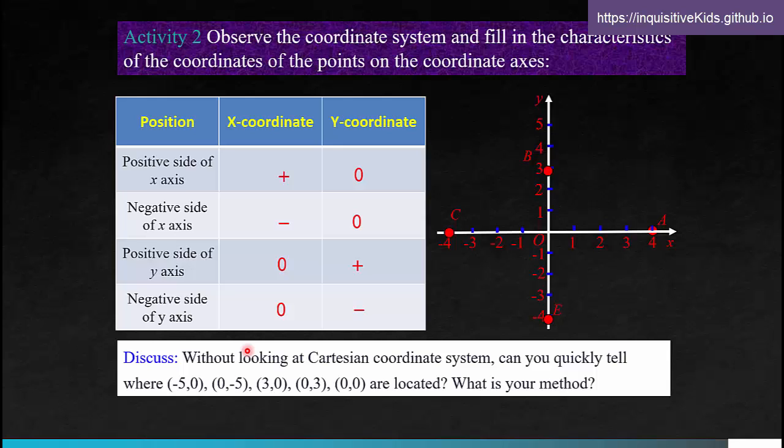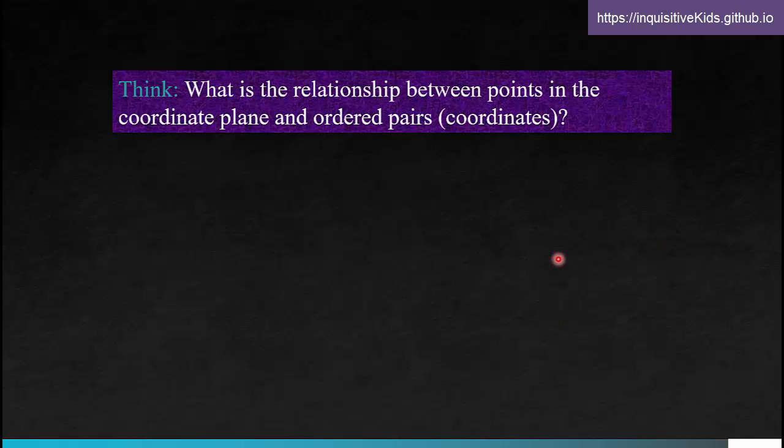Without looking, can you quickly tell where the following 5 points are located and what is your method? Well, those are the points that we just looked at earlier, and (0, 0) is that center point.